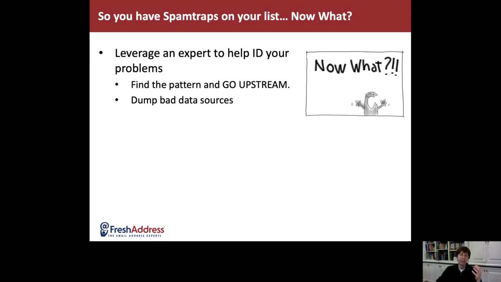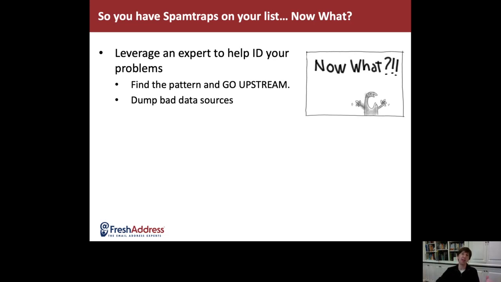Well, since you can't really hand review them, you've got to partner with an expert on this to help you identify where the traps are on your list. And there are experts, including FreshAddress, that can help you do that. And then you can start finding the patterns. Where are those addresses coming from? And go upstream, because those spam traps are just an indicator. You want to figure out what the real problem is and solve it. If you just pull out those 10 spam traps you found, you're not solving your problem, and you're going to have more and more problems over time. So go upstream, figure out what's happening.